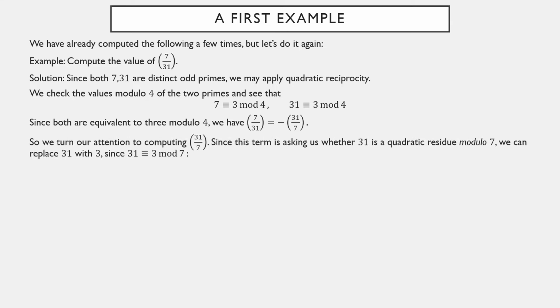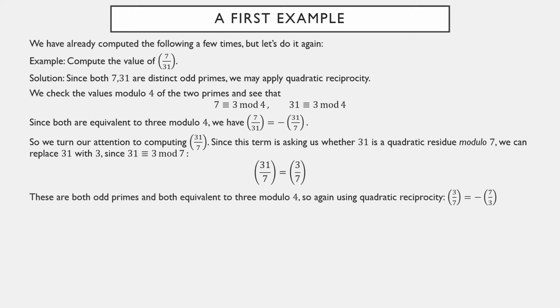Now 31 by 7 asks, is 31 a quadratic residue modulo 7? But if we're working modulo 7, 31 is not really what we have to work with. We can replace 31 with 3. 31 and 3 are equivalent modulo 7. So 31 is a quadratic residue mod 7 exactly when 3 is a quadratic residue mod 7. So instead of computing the Legendre symbol 31 by 7, let's just go with 3 by 7.